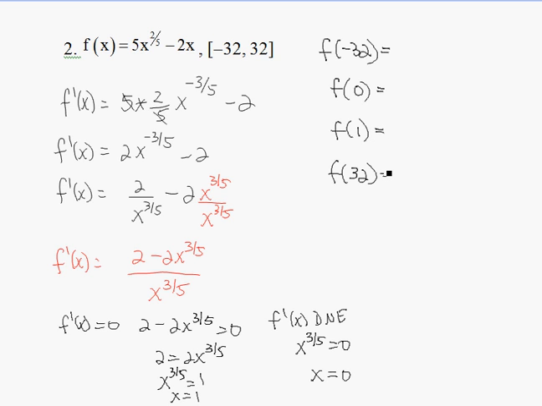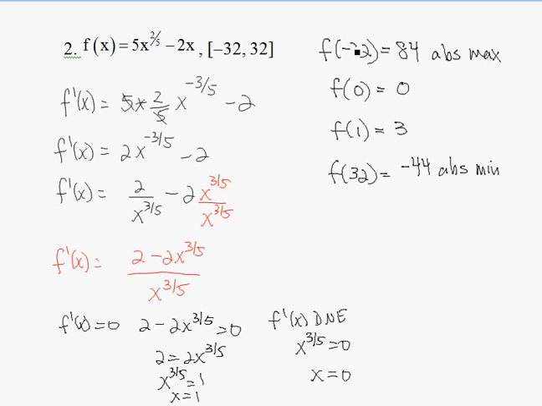So when we plug those values in, they're not the easiest to handle. F of negative 32 is equal to 84. F of 0 is 0. F of 1 is 3. F of 32 is negative 44. So clearly this is an absolute min, and this is clearly the absolute max.